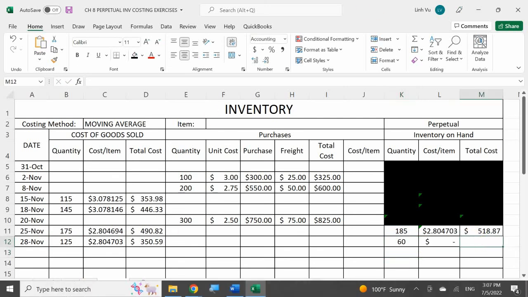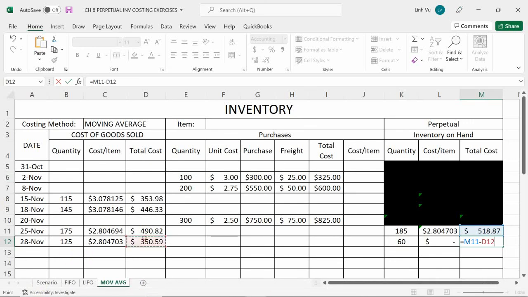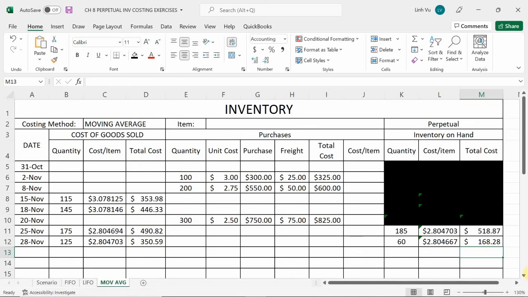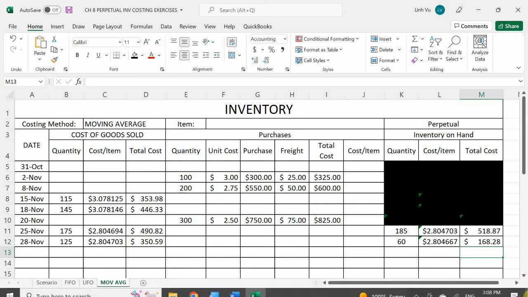What's my new total cost now? If I started with 518.87 and I subtracted out 350.59, how much should I have in my total cost? 168.28, which gives me an average cost per item of $2.84667. So it dropped a fraction of a penny.